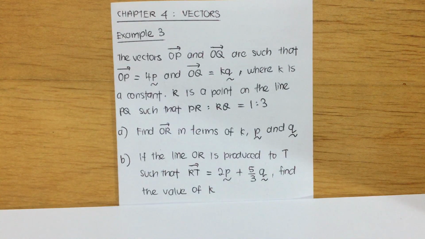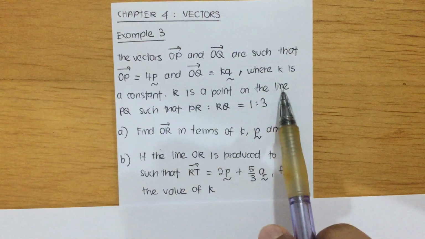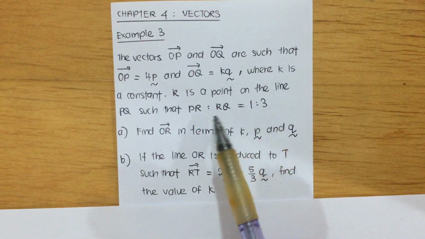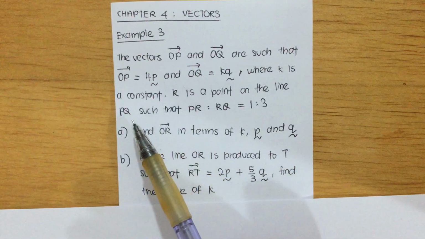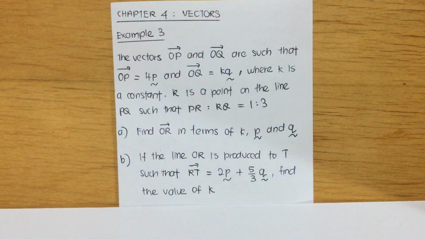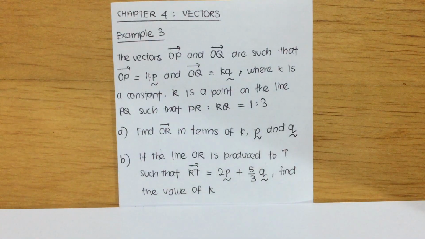So how are we going to start to draw the diagram? As you can see, the hint here is: R is a point on the line PQ such that PR is to RQ is equal to 1:3. So the point R is in between P and Q. R is the in-between point, so we separate in a specific ratio.